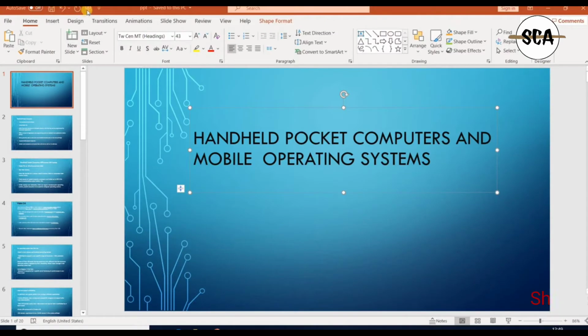Very good morning. Today we'll discuss handheld pocket computers and mobile operating systems.